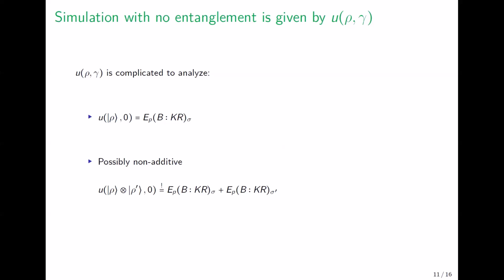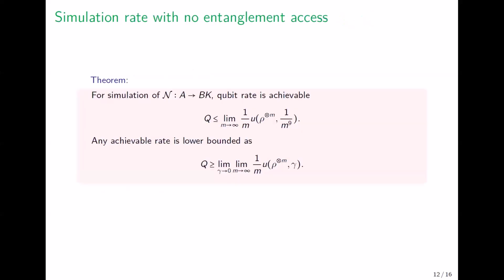and a single theorem. What we show is that if we don't have access to any entanglement, then the rate that we can achieve is this regularized formula. We have this limit of m going to infinity, and this is the source that we input to the channel, and this is the gamma, the error that has to scale like this. And then we also show that there is a converse bound, and the converse bound is of this form.